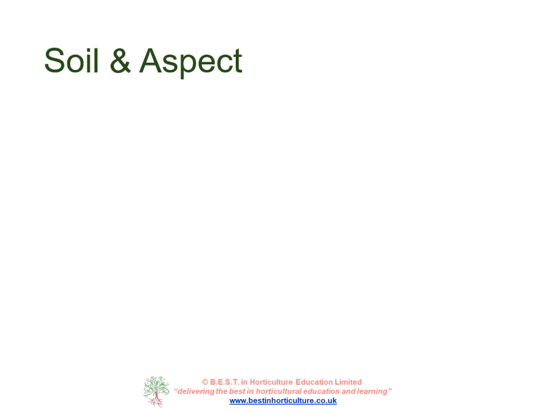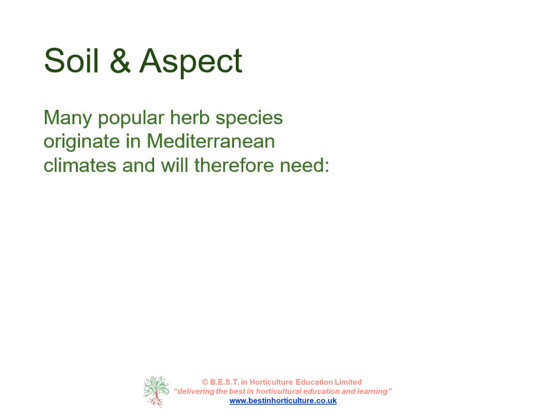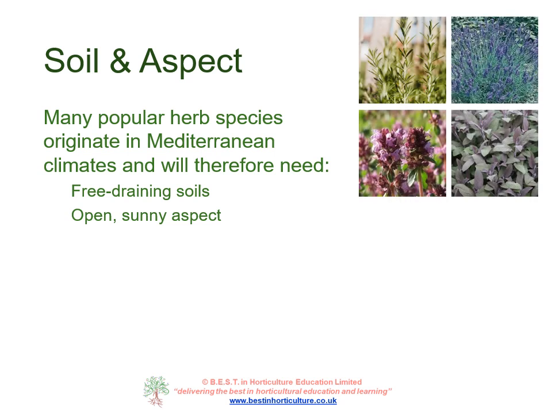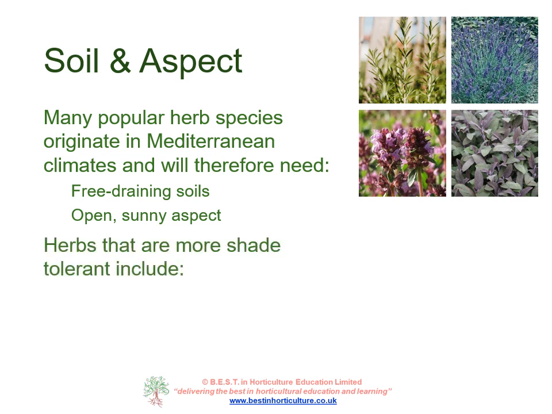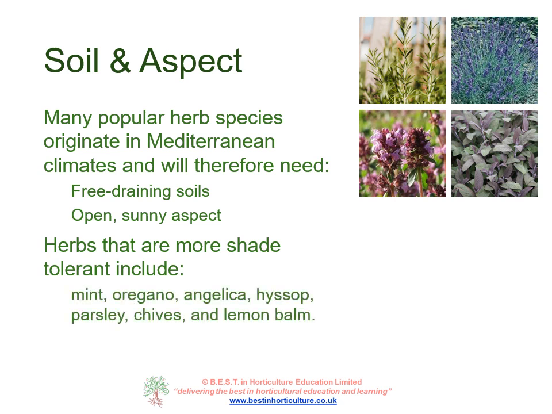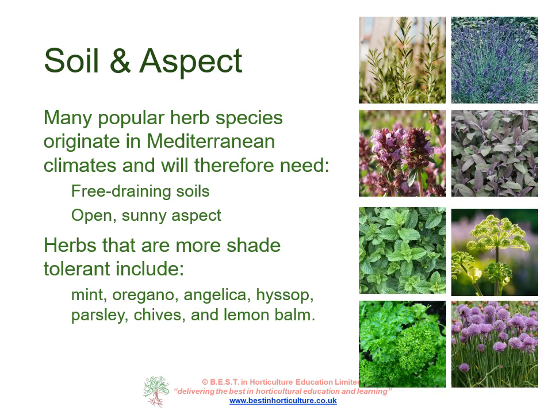If we're growing them in a herb garden or in the open ground, we'll need to consider the soil and aspect required. Many popular herb species originate in Mediterranean climates and therefore need free draining soils and an open, sunny aspect. Examples would include rosemary, lavender, hyssop and salvia, sage. There are, however, herbs that are more shade tolerant and tolerant of heavier, less perfectly drained soils, including mint, oregano, angelica, hyssop, parsley, chives and lemon balm.